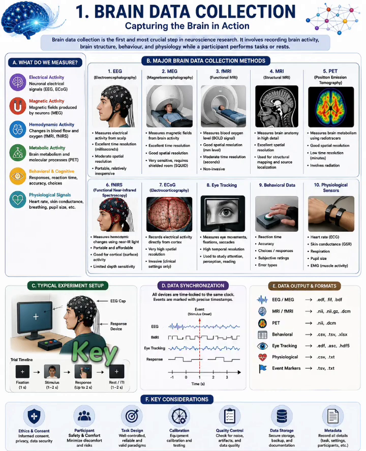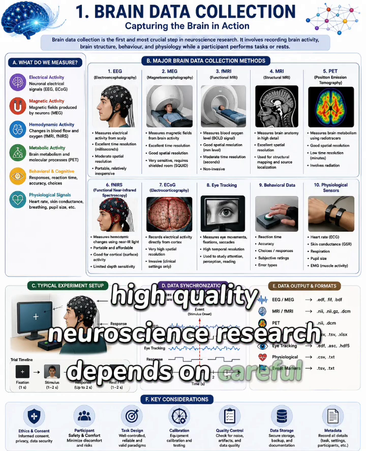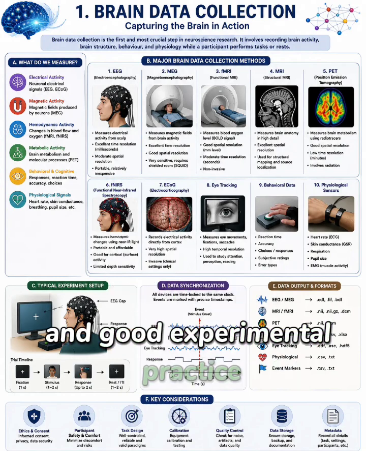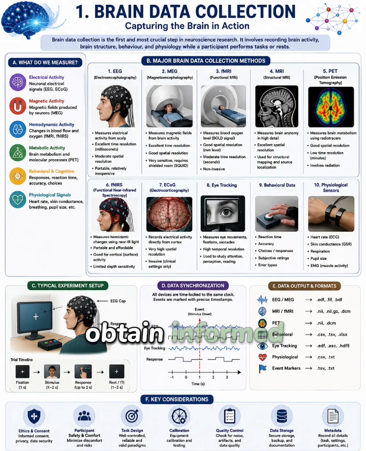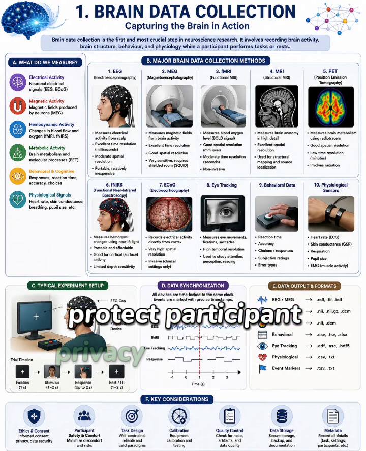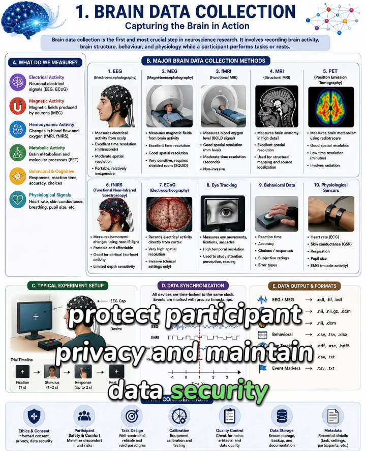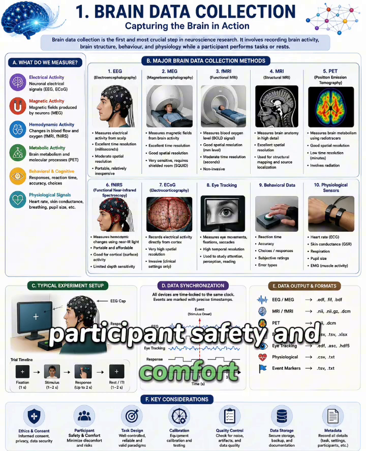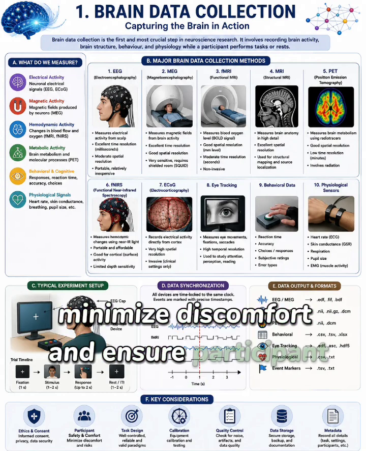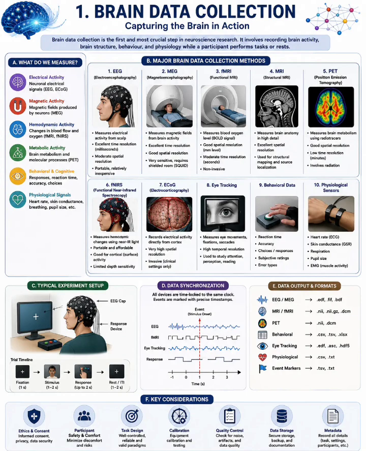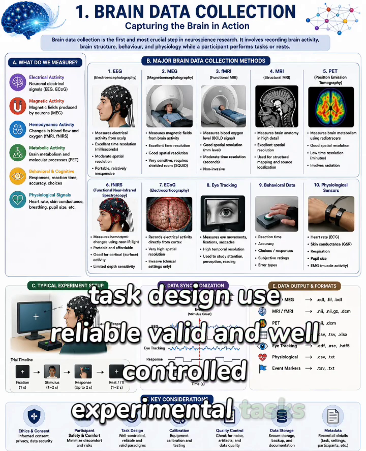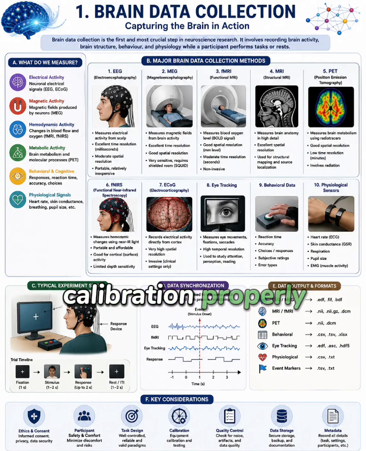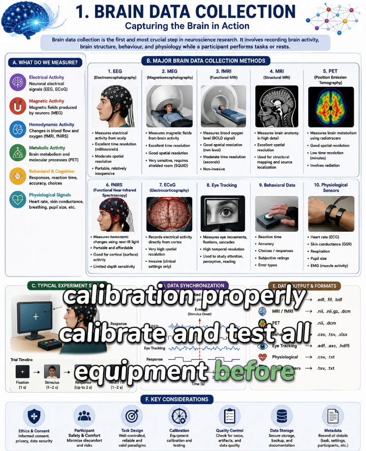F. Key considerations. High-quality neuroscience research depends on careful planning and good experimental practice. Researchers must ensure ethics and consent, obtain informed consent, protect participant privacy, and maintain data security. Participant safety and comfort, minimize discomfort and ensure participant well-being. Task design, use reliable, valid, and well-controlled experimental tasks. Calibration, properly calibrate and test all equipment before recording.